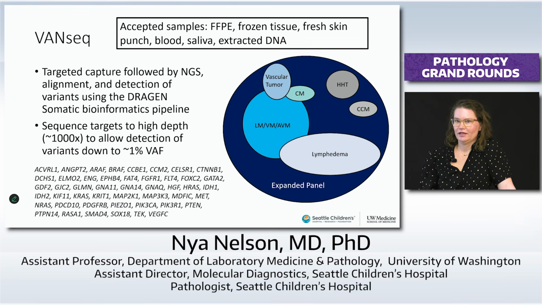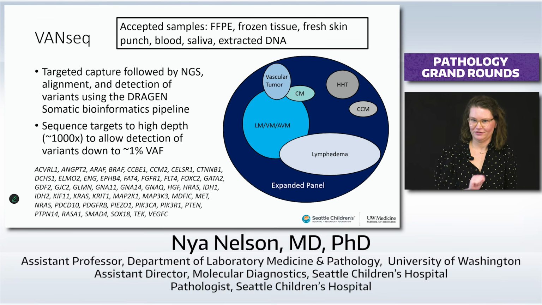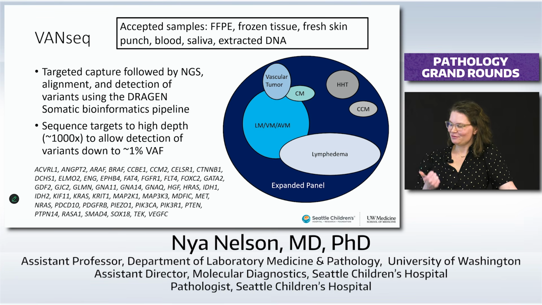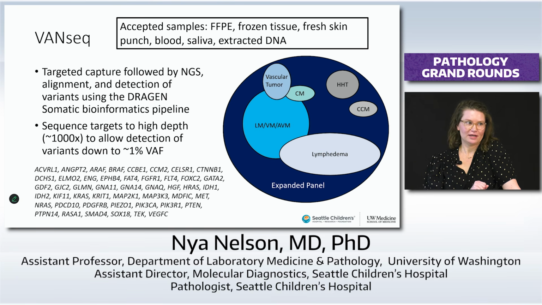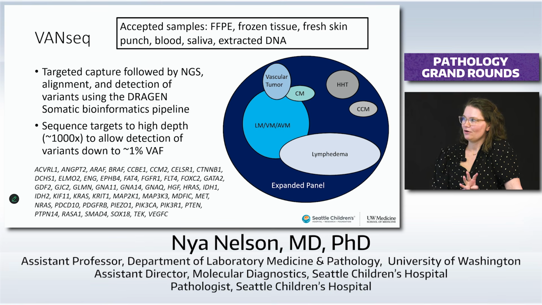And at Seattle Children's, to help care for our patients that have vascular anomalies, we developed what we call our VAN-seq panel, which is a targeted capture NGS panel. This was developed in 2019, so I can take no credit for this development, but it was really Jimmy Bennett and Candace Myers who did a lot of work on this together with others. And using this panel, we sequence targets to a really high depth, which allows us to detect variants down to about 1% variant allele fraction. We'll talk about why that's important in a moment. And in its current iteration, it includes these 47 genes listed here, as well as a variety of subpanels, and we accept many different tissue types, including FFPE.